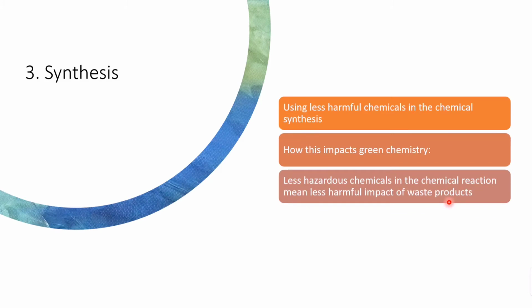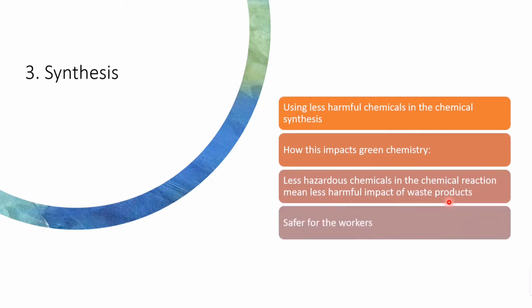Nine times out of 10, if we use safe chemicals, we won't produce as harmful waste products. So these will not go on to harm the environment. They'll be more environmentally friendly. Whereas if we use really toxic, corrosive chemicals, our waste products are more likely to have a damaging effect. Using less harmful chemicals also means it's safer for the workers, and it's safer if spilled.